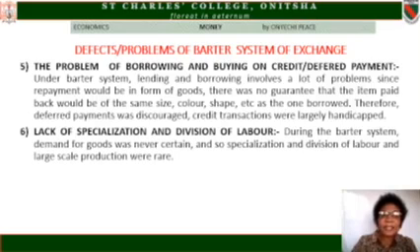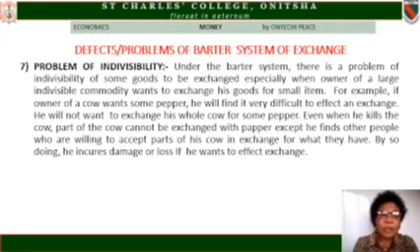Then finally, we have the 7th point, which is problem of indivisibility. Under the barter system, there is a problem of indivisibility of some goods to be exchanged, especially when the owner of a large indivisible commodity wants to exchange his goods for a small item. For example, if the owner of a cow wants some pepper, he will find it very difficult to effect an exchange.